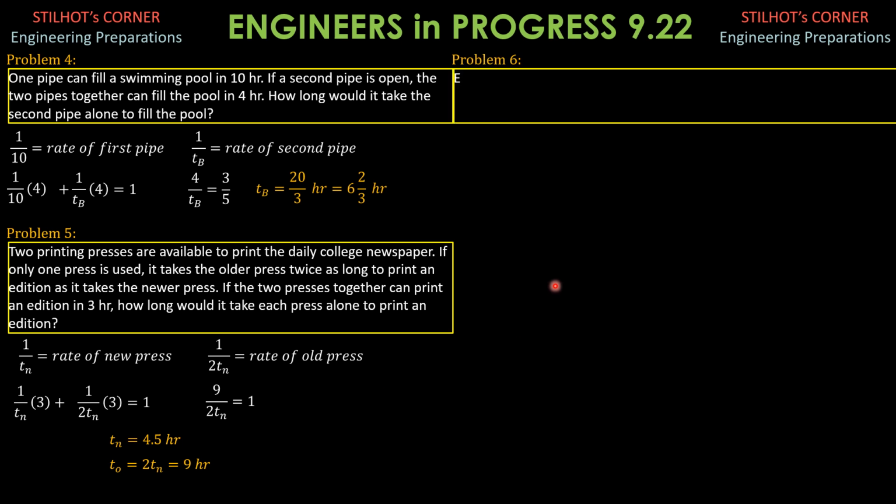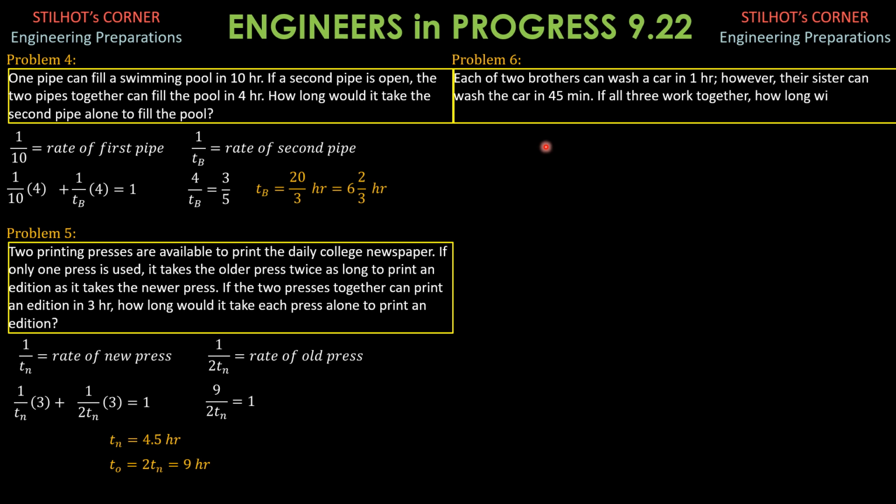Problem 6 is the last for this video. Each of two brothers can wash a car in 1 hour. However, their sister can wash the car in 45 minutes. If all three work together, how long will it take to wash the car?